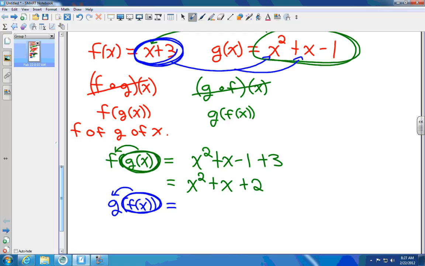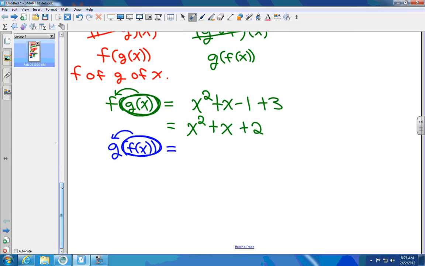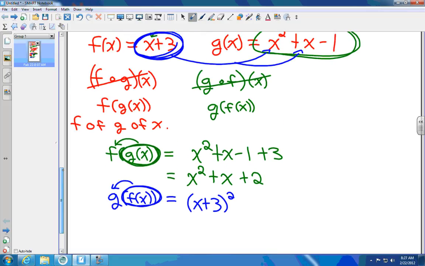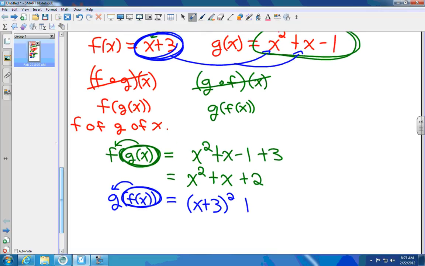So instead of x right here, x squared, what are we going to plug in there? So we have, and we will use parentheses, x plus 3 squared plus x plus 3 and then minus 1.